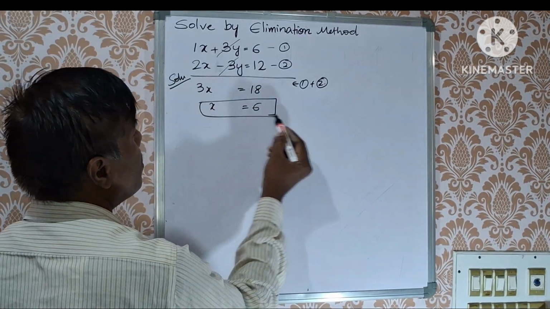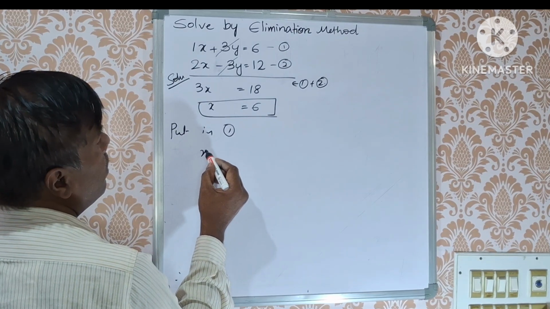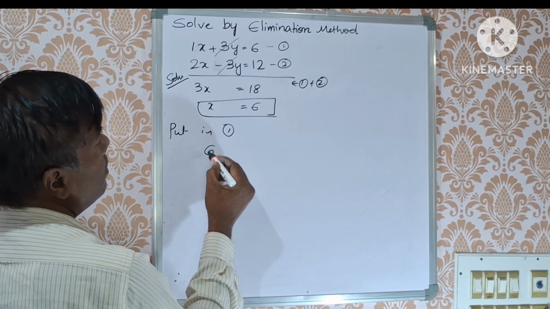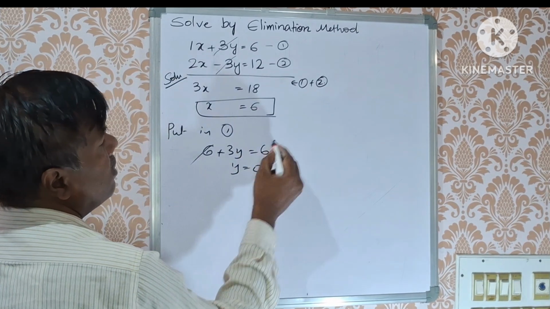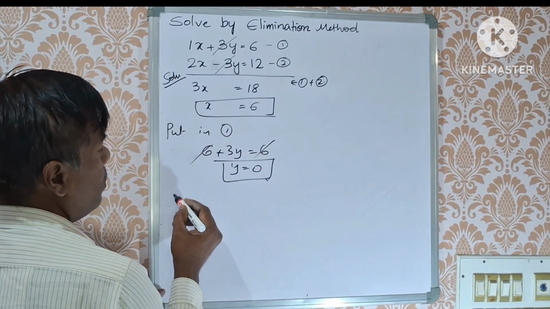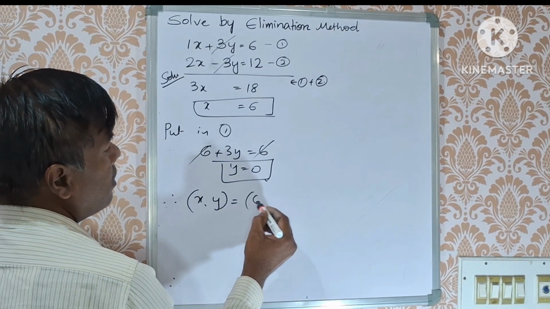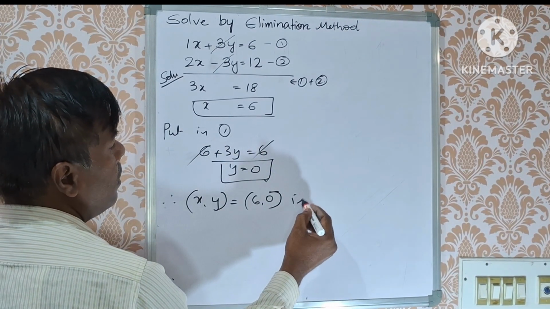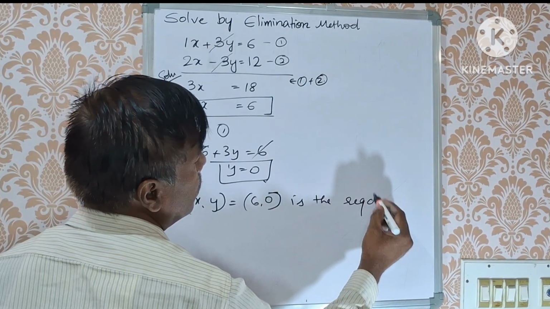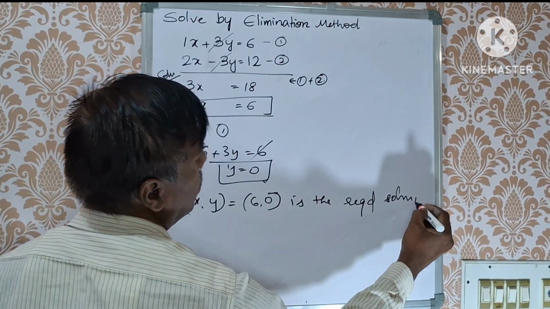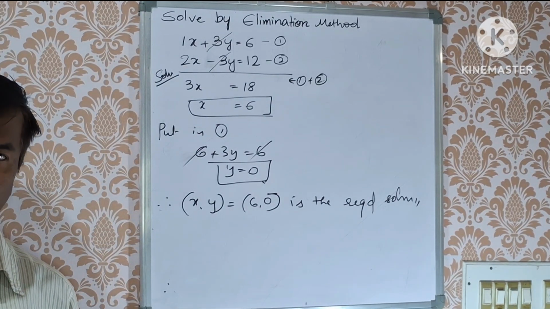If I put x equals 6 in any one of the equations, put in equation 1, x equals 6: 6 plus 3y equals 6. y equals, 6 and 6 cancel. y equals 0. Therefore, x comma y equals 6 comma 0 is the required solution.